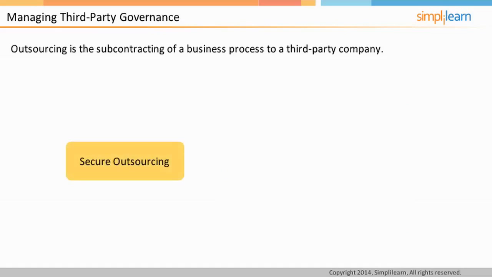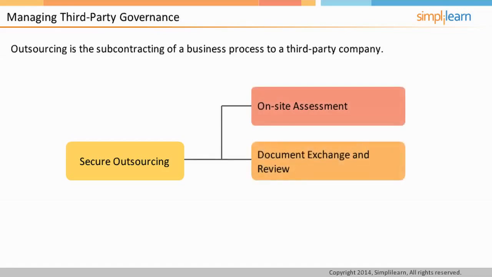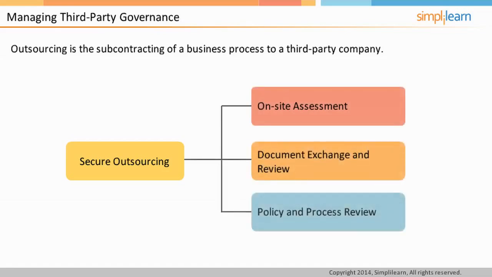Outsourcing IT support, desktop support, and infrastructure is relatively common, and an increasing number of organizations are investing in outsourcing e-commerce systems, data center hosting, and software and application development. The security of the outsourced data is of prime importance to the organizations. Secure outsourcing can be achieved by periodic on-site assessments, document exchange and document reviews, and policy and process reviews. Let us look at each of these now.